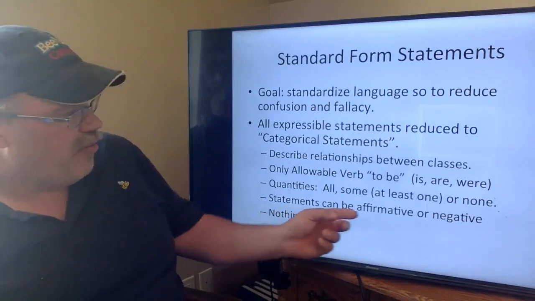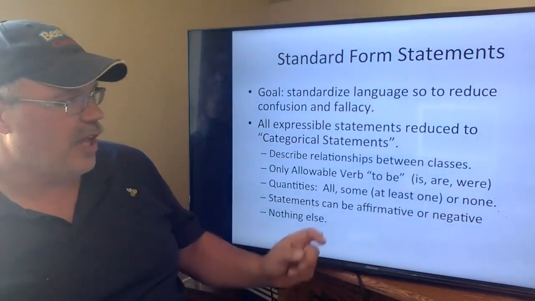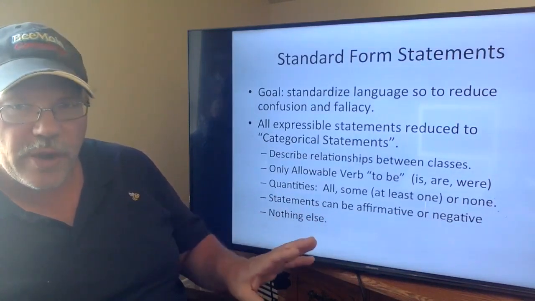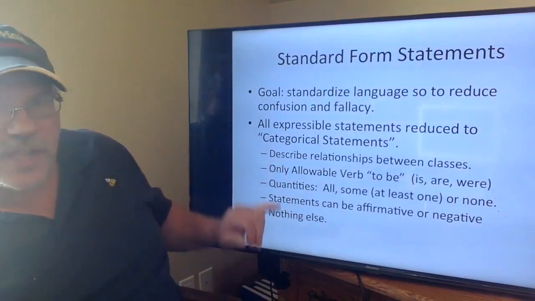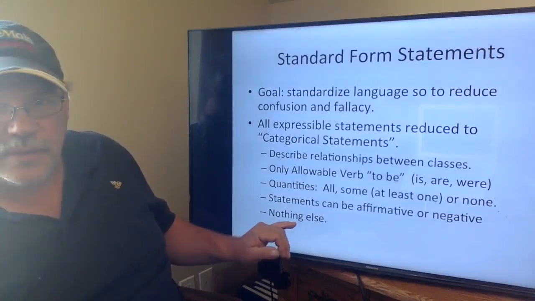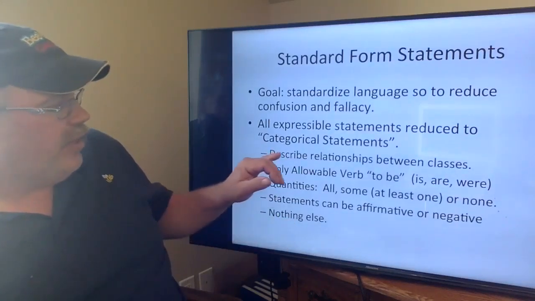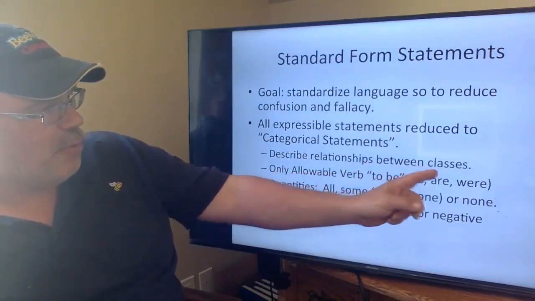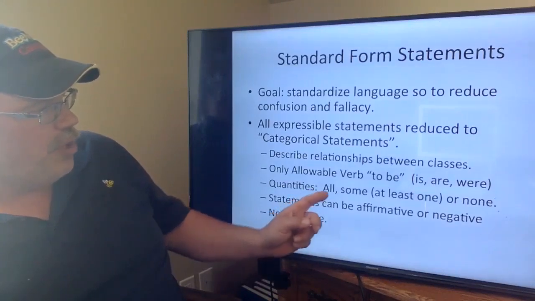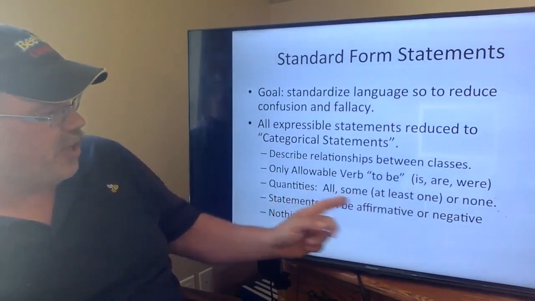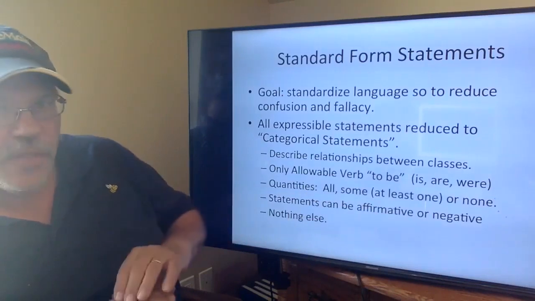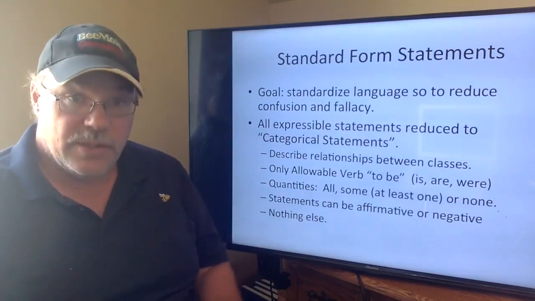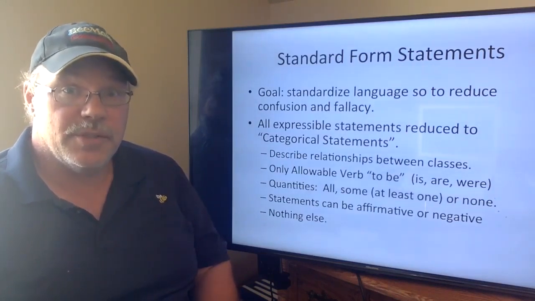Our statements can be affirmative or negative. They either say, yes, these two sets are interrelated, or no, they are not. And then what else can you say? Nothing. So these are, right, only one verb, always describing a relationship between classes, and only three possible descriptors for numbers, yes or no, that's it. These are relatively harsh restrictions on language use.